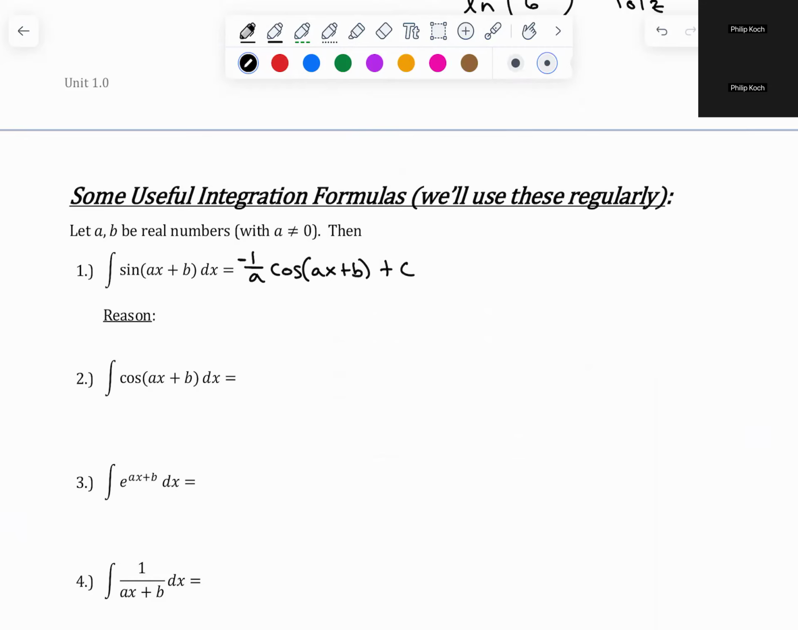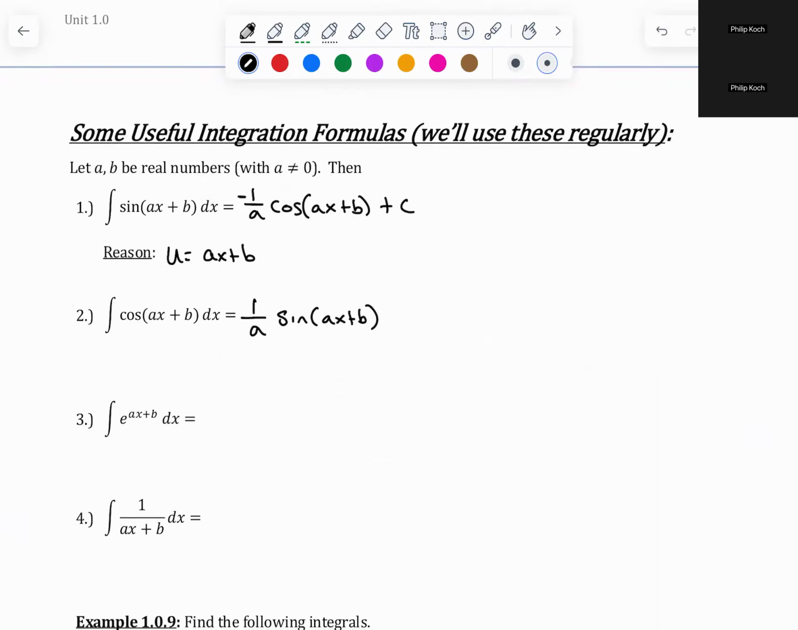And the reason for that, if you don't see it right off the bat, is you make a u substitution. You make u equal to ax plus b. Then du will equal a dx. So that's where the 1 over a shows up. So the antiderivative of sine of ax plus b is negative 1 over a cosine of ax plus b, because the antiderivative of sine is negative cosine. Similarly, cosine would be 1 over a sine of ax plus b. E's would be 1 over a e to the ax plus b.